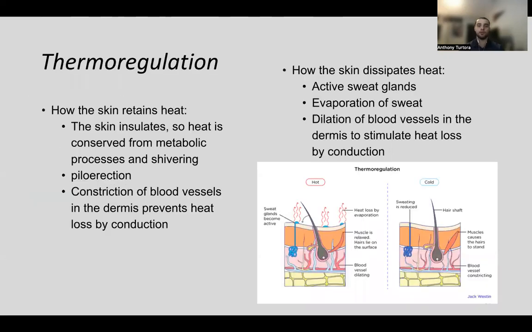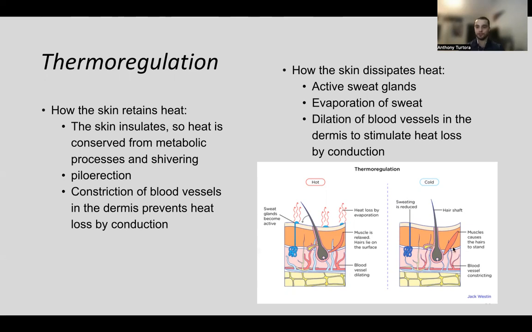All right, so we'll talk a little bit more about thermoregulation in the human body. So ways that the skin retains heat. So the skin insulates. The fat that's in the hypodermis helps with this insulation. We have white and we have brown fat. So brown fat actually releases a lot of heat because the electron transport chain in brown fat is not very efficient. We also have piloerection.